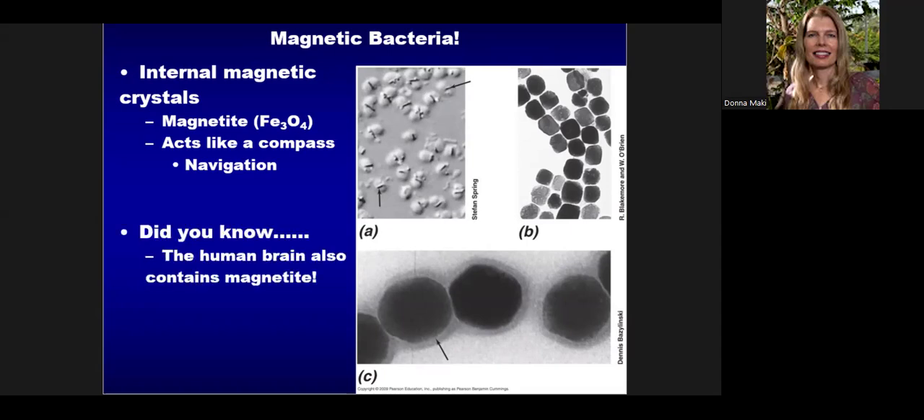I didn't know this until somebody who studies animal physiology pointed out that humans also have magnetite in our brain. Did anyone learn that? I didn't know that till I was teaching here. So I don't know what that's about. I don't know what magnetite does for us, if that's a holdover from billions of years ago or not. If anyone figures that out or lets me know what somebody might have said about that, let me know, because I just find that really bizarre.